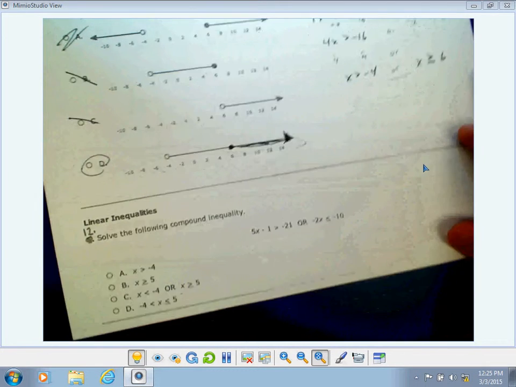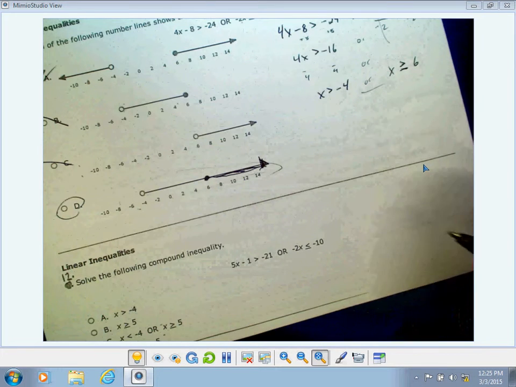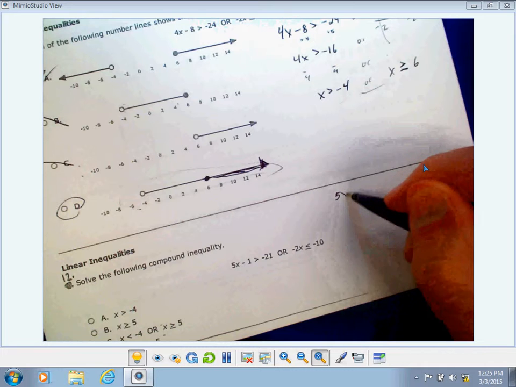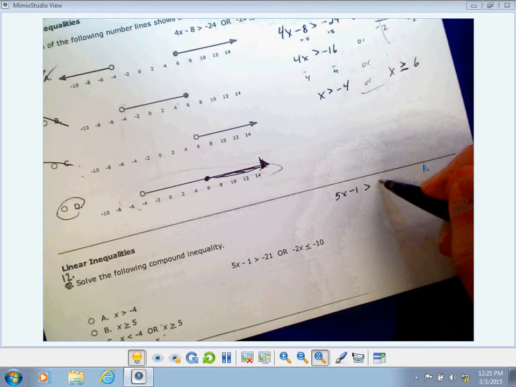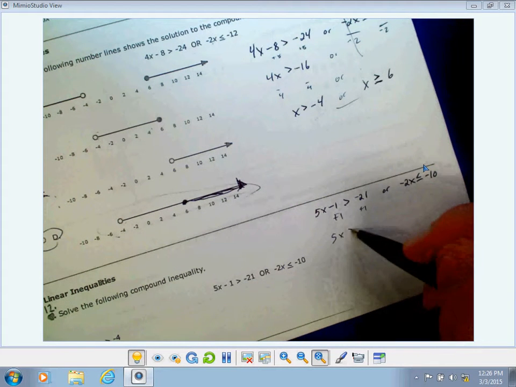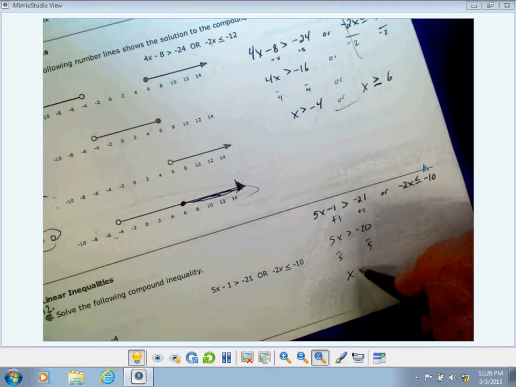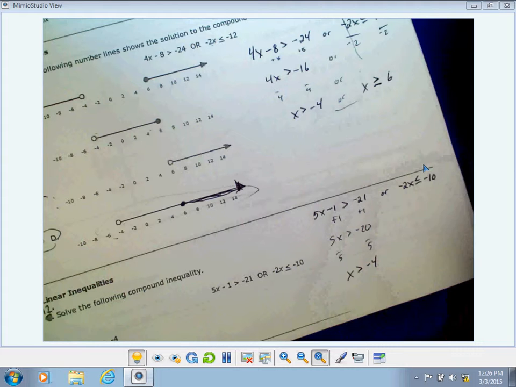Number 12 leaves you with just the inequality itself, and you have to solve it. When we look at that one, again, we'll solve them as separate problems. It looks like they have that thing where you have to flip the inequality, so we want to watch how we do the final answer. I'm going to add 1 here. 5x is greater than negative 20. And I'm going to divide by 5. X is greater than negative 4.